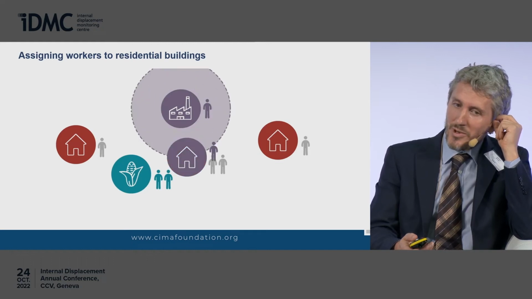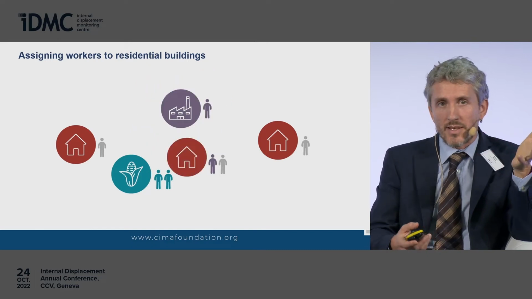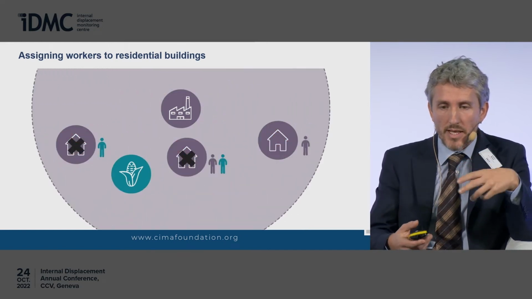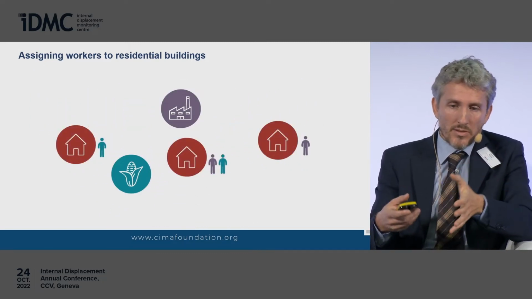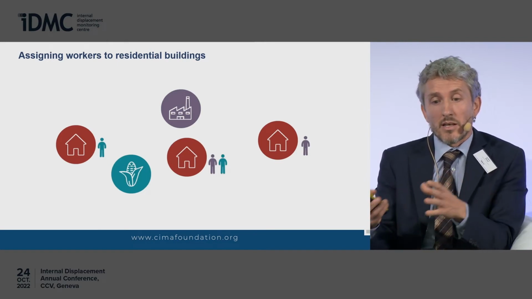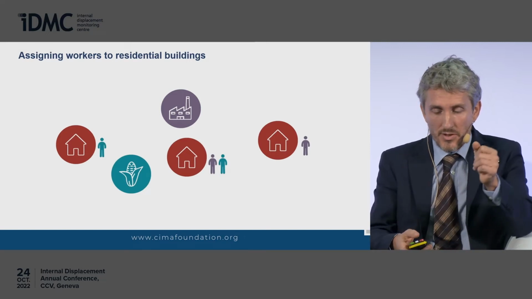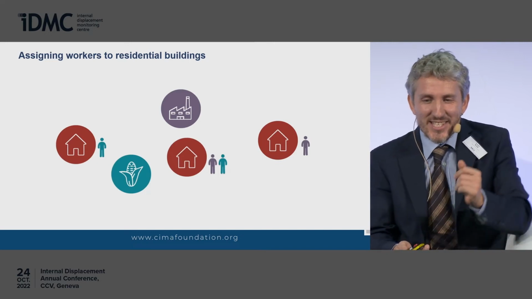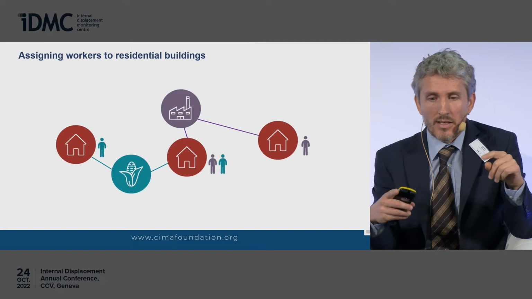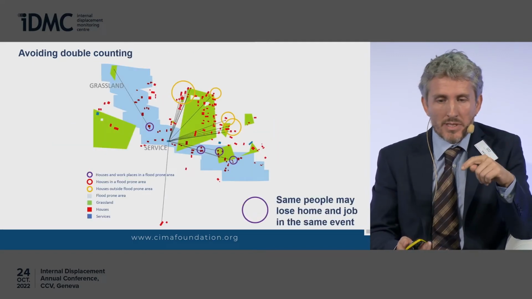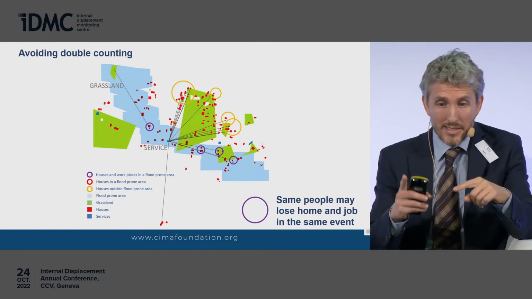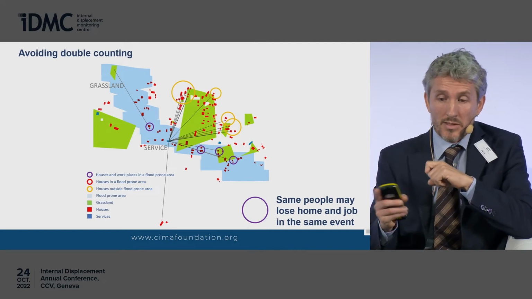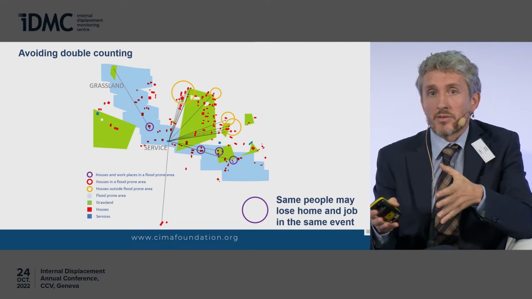Then we have this problem of double counting. Of course, people can lose both their job and home at the same time. So how do we represent this? We have a methodology based on a maximum proximity criterion that assigns workers to residential buildings. In practice, we try to know where the workers go to sleep at night. With this, we make the link between the workers and the buildings. In a case like this, the black lines represent these links between the assets, and the purple circle represents people that may lose home and job in the same event. So they must be counted just once in order to avoid double counting.